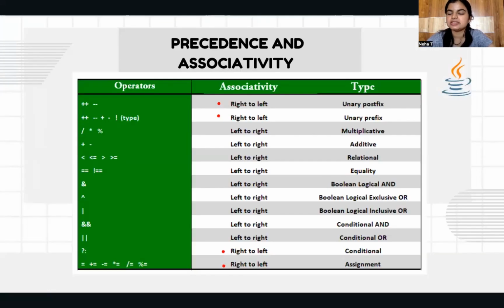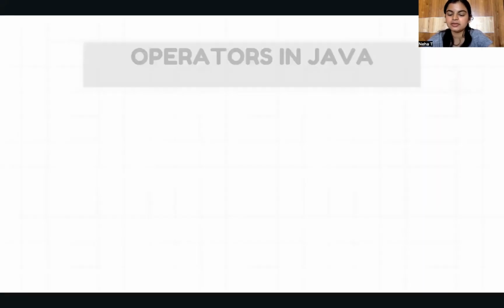Next we have the precedence and associativity chart. I'll not be going deep into it, but precedence is nothing but the order in which the operations take place with the operators, and associativity is whether you're going to do the operations from right to left or left to right. So this is the chart for precedence and associativity of operators in Java.